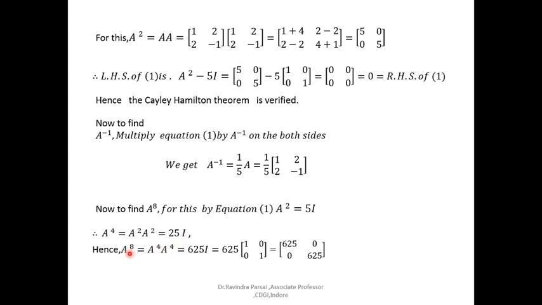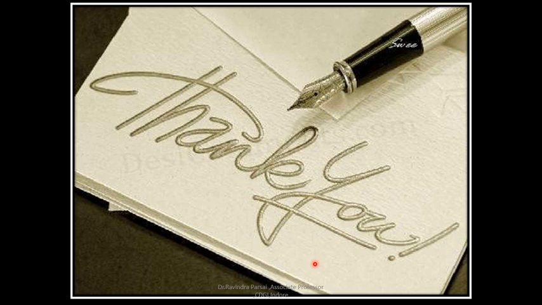Now by repeated application of this method, A raised to 8 can be written, by the law of indices, as A raised to 4 into A raised to 4, you will get 25 into 25, 625. Then multiply by I into I is I, so that is 625 multiplied by the unit matrix, that is you are getting the value of the matrix A raised to 8 as 625, 0, 0, 625. Thanks a lot.